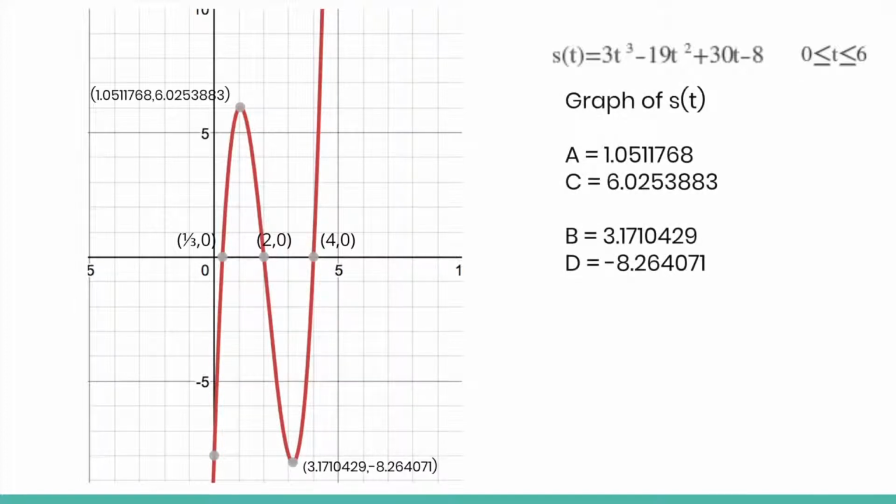In order to keep track of these values without having to continue to write out the whole decimal, we'll be using A equals 1.0511768, C equals 6.0253883, B equals 3.1710429, and D equals negative 8.264071. So this will just make it easier to keep track later on.